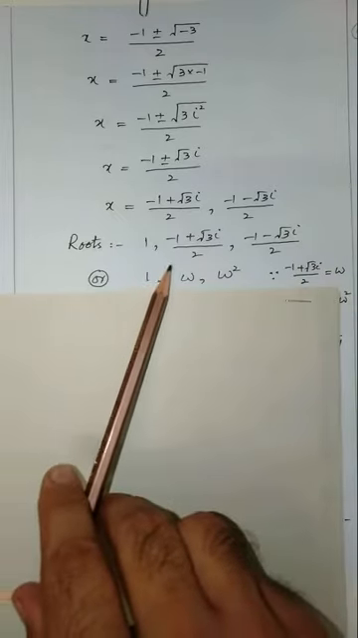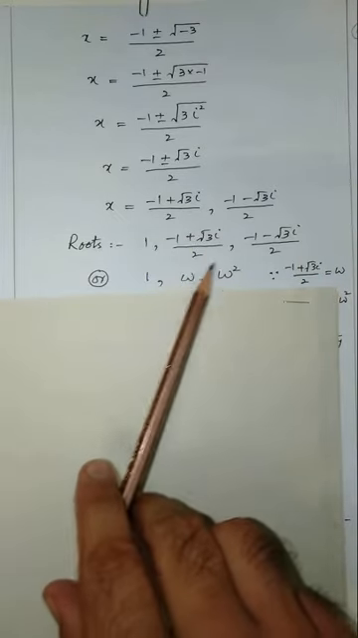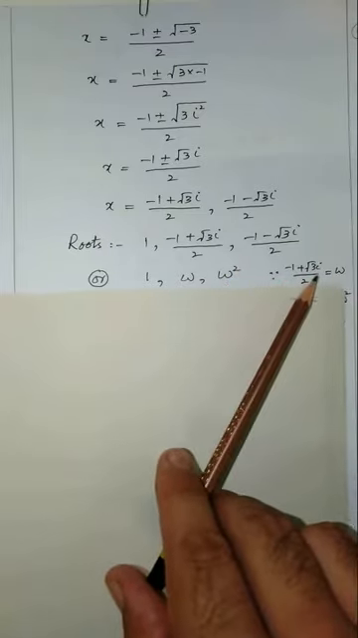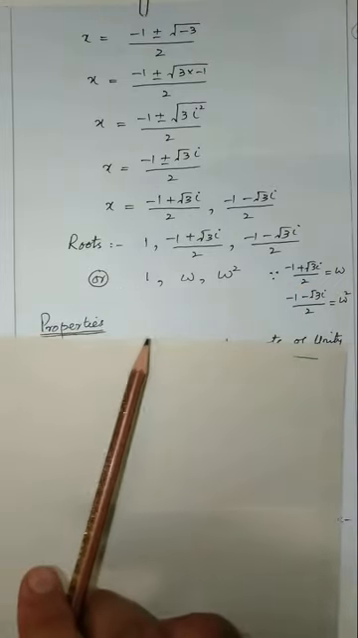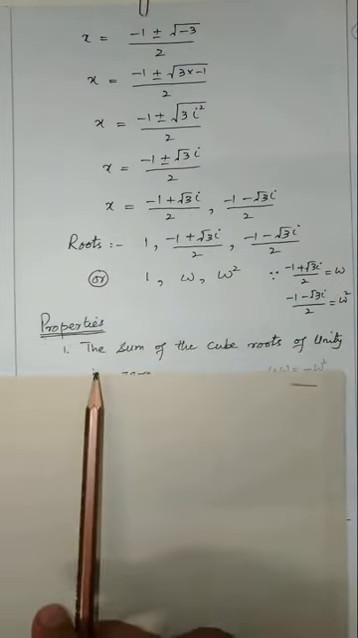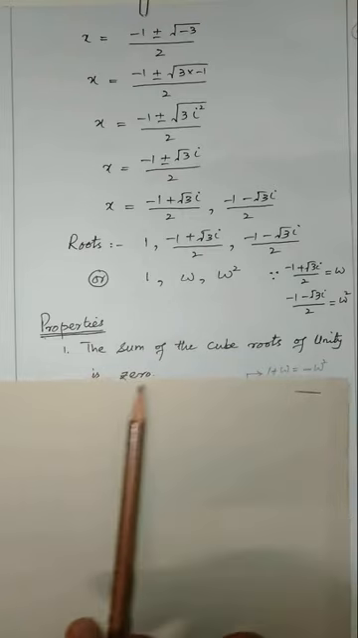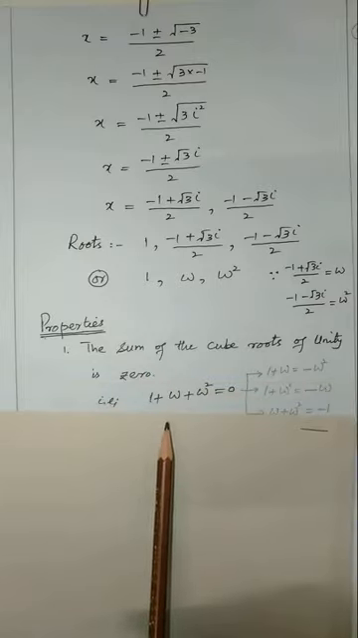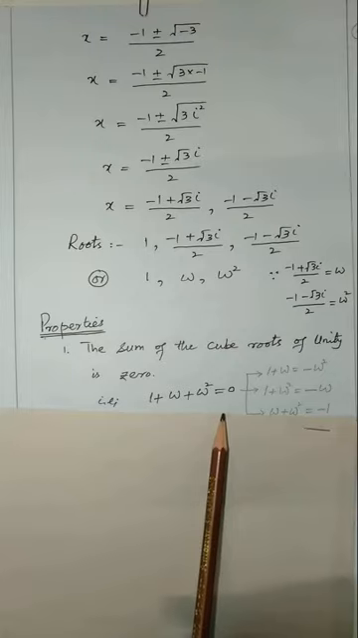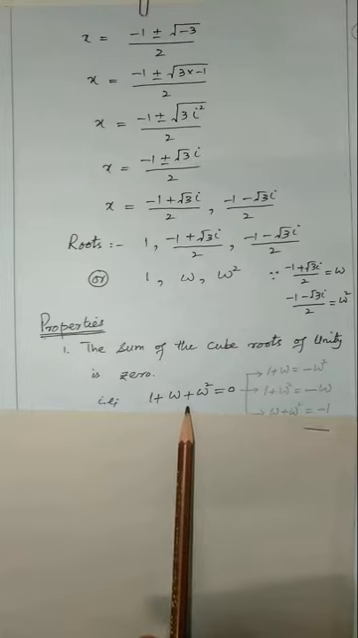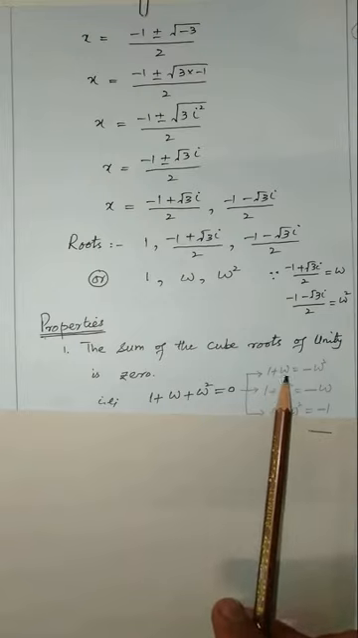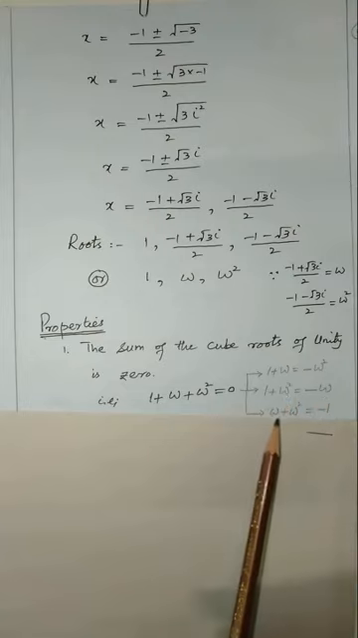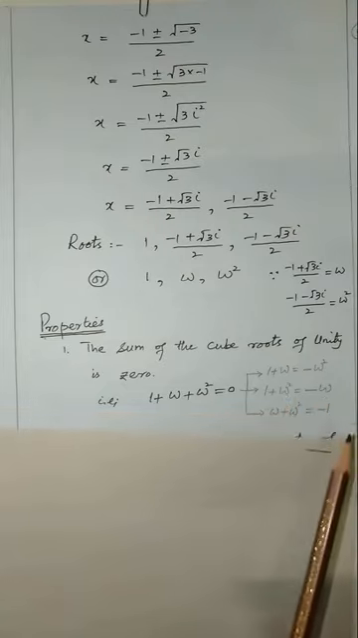Now 1 as it is, this value represents omega and this value represents omega square, because omega is equal to this and omega square is equal to this. Now properties of the cube root. Remember students, sum of the cube roots of unity is always equal to 0. That is 1 plus omega plus omega square is always equal to 0. From this property we can also write 1 plus omega is equal to minus omega square, 1 plus omega square is equal to minus omega, and omega plus omega square is equal to minus 1.